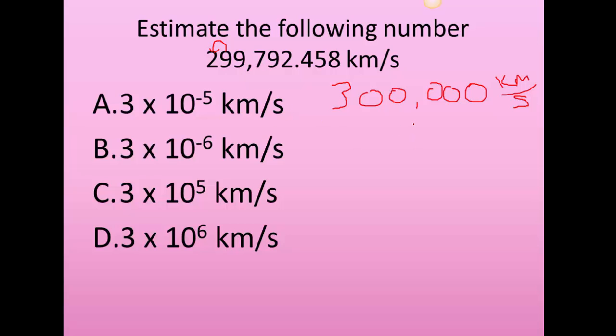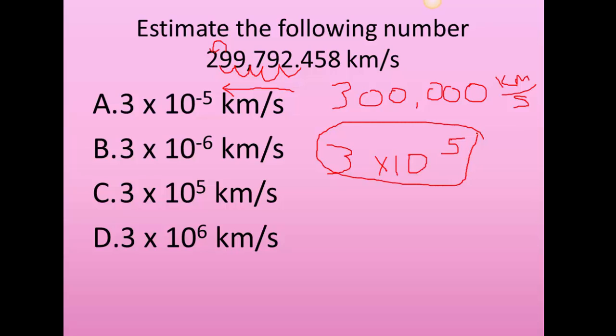And so now we have to put that number into scientific notation. So we're going to be moving the decimal point over 1, 2, 3, 4, 5 places. So we know that it's going to be 3 times 10. How many places did we move over? We moved it over 5 places. Did we move it to the left or to the right? We moved it to the left. Therefore, we keep it as a positive 5. So we know that this is our answer. And then we can look and see that C matches that. So we know that C is going to be our correct answer.